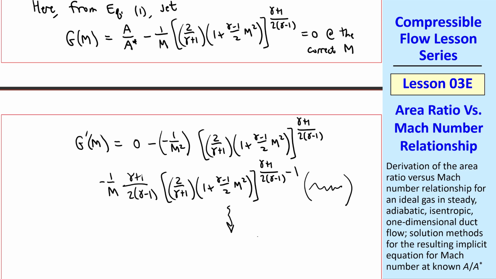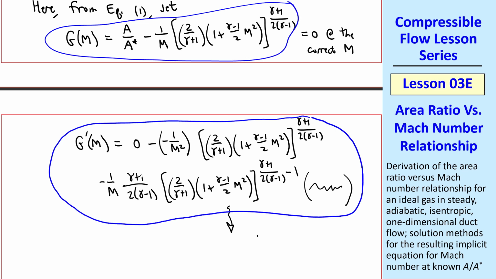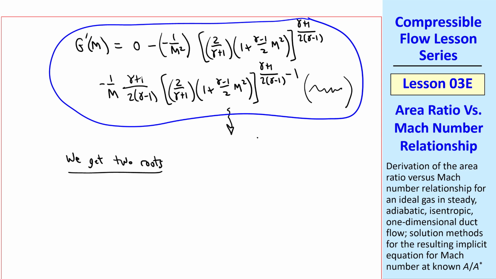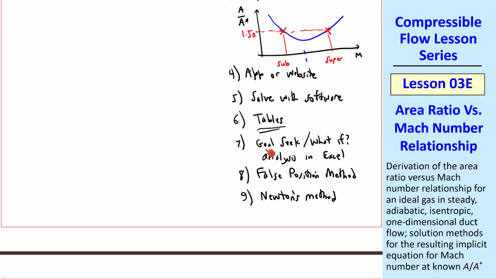But once we have this expression for g prime, we can start our iteration process using g and g prime with the procedure I showed you. I programmed this into Excel, and we get our two roots. The subsonic one is the same value we had before, and the supersonic one is also the same one we had before. So these all agree, which makes us happy. I'll show these last three in Excel.